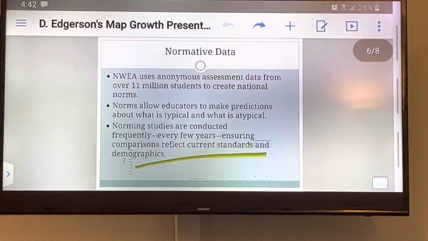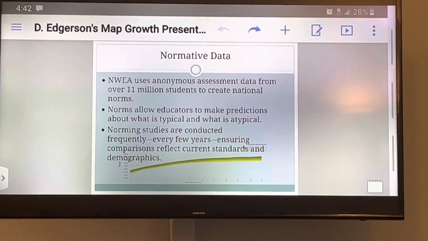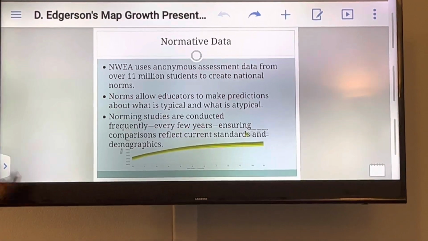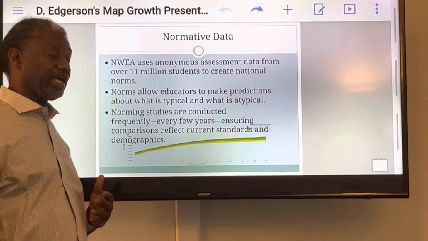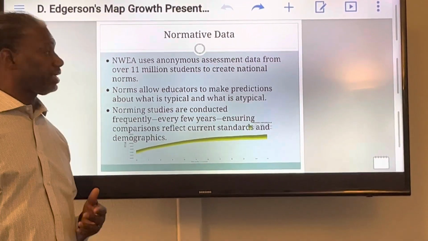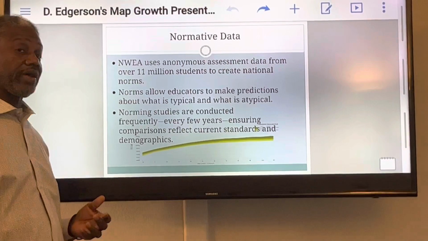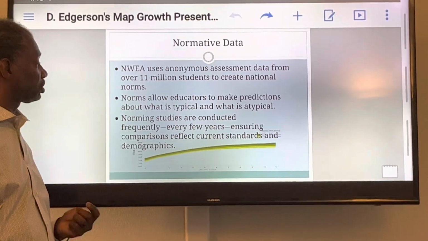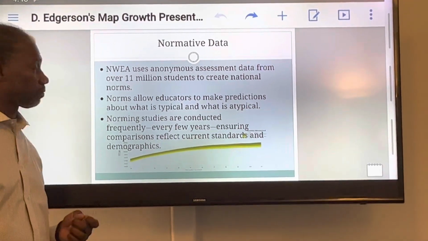Let's talk about normative data. We all know the value of norm data, and NWEA uses anonymous assessment data from over 11 million students to create national norms. These norms allow educators to make predictions about what is typical and what is atypical.